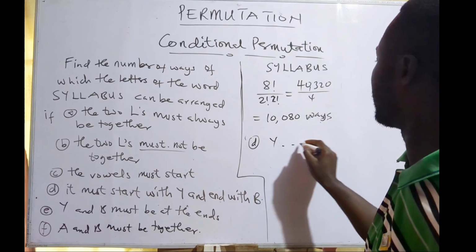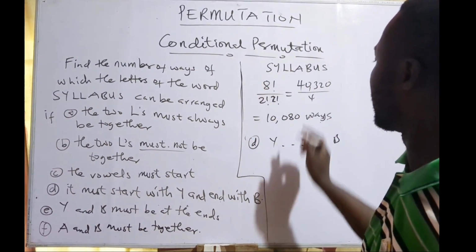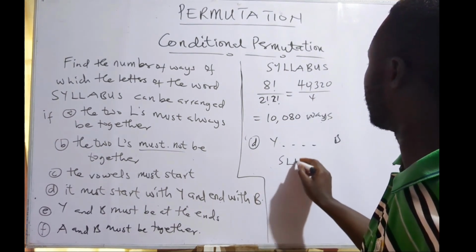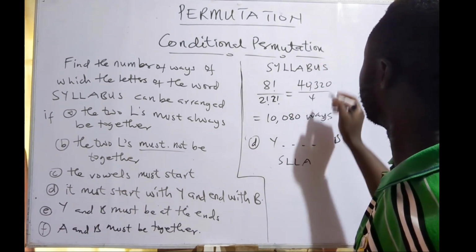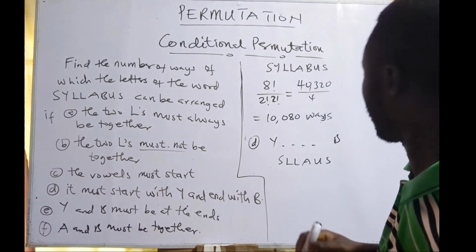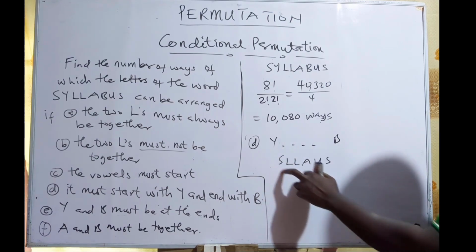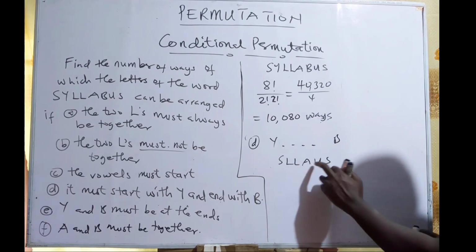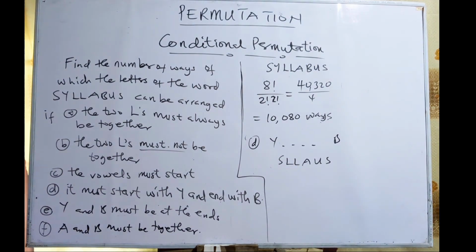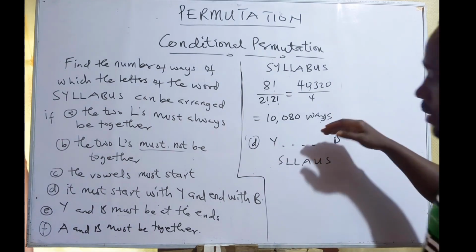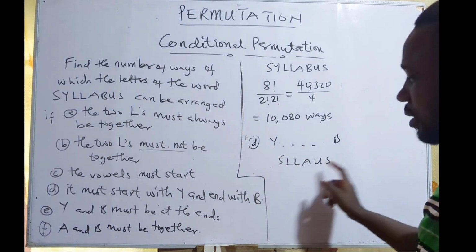So start with Y, end with B. So what are the 6 letters? That is S, L, L, A, and then U and S. So the arrangement is going to be based on this, on these 6 letters, 1, 2, 3, 4, 5, 6. You are going to arrange them and fix the ends there. So the arrangement is going to be just based on these 6.